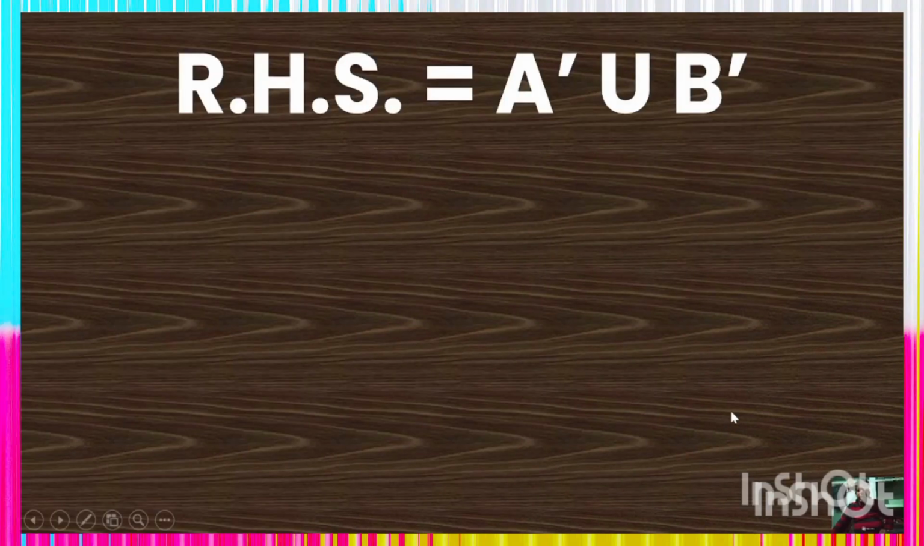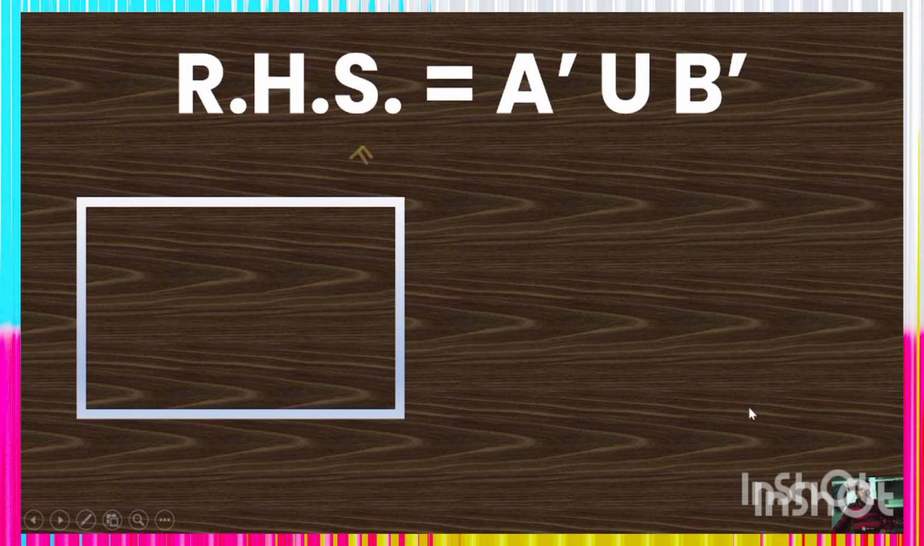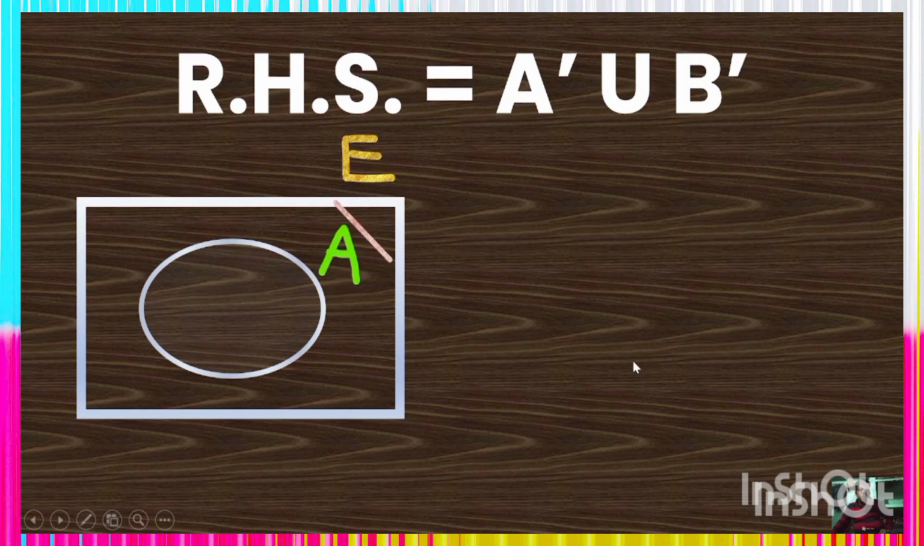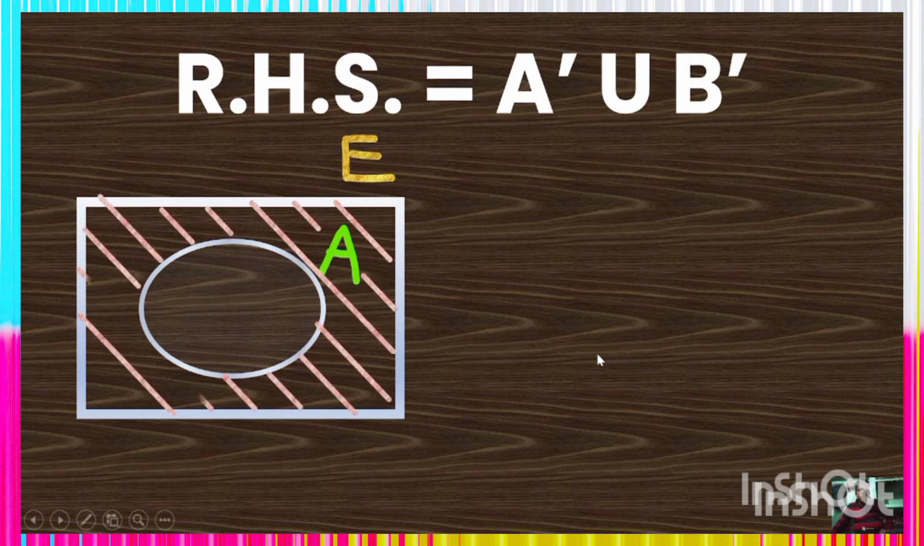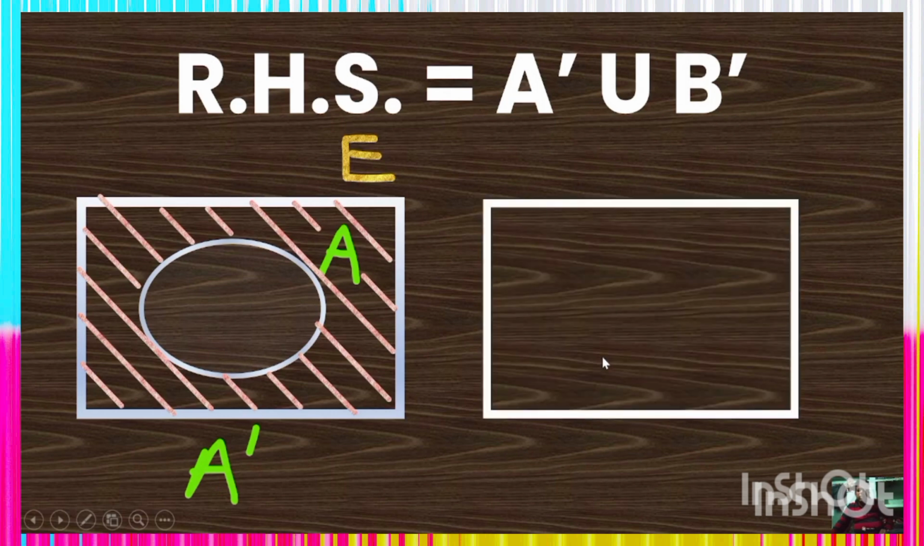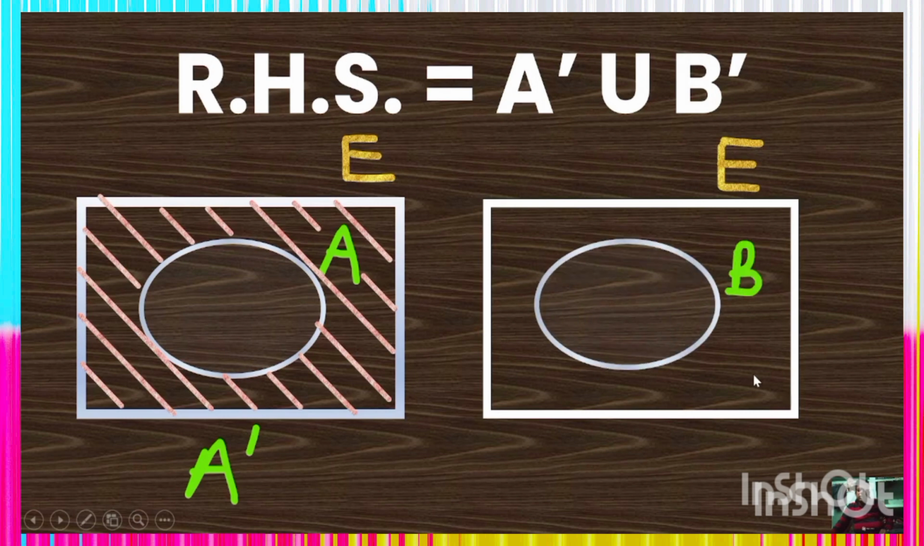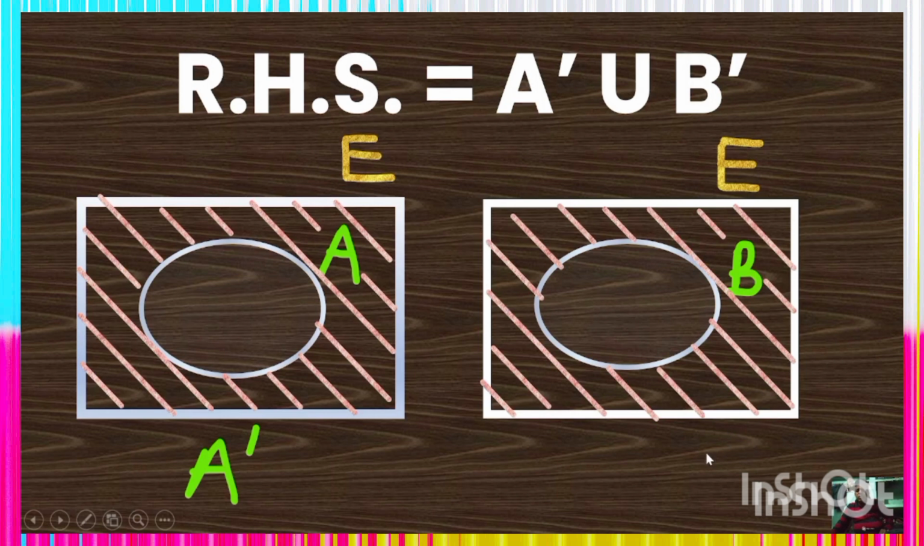The right hand side is A' union B'. We have to find out its Venn diagram. Look at the Venn diagram here. Here is the universal set E and here is the set A. First you draw the complement of the set A by shaded regions, which shows the complement of the set A, which is A'. In a similar manner, the complement of the set B, which is B', is already drawn by the shaded portion. These shaded portions show the complement of the set B.